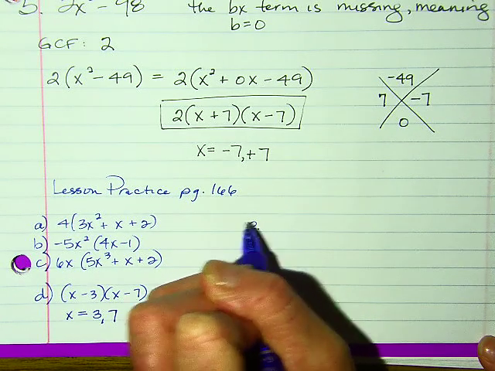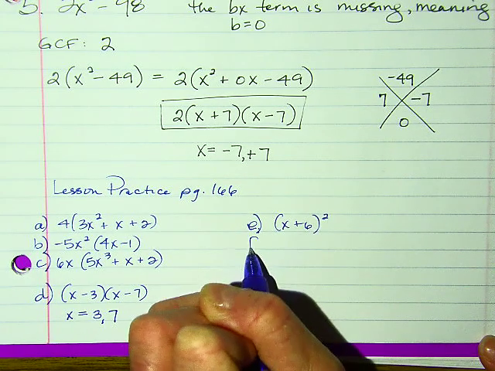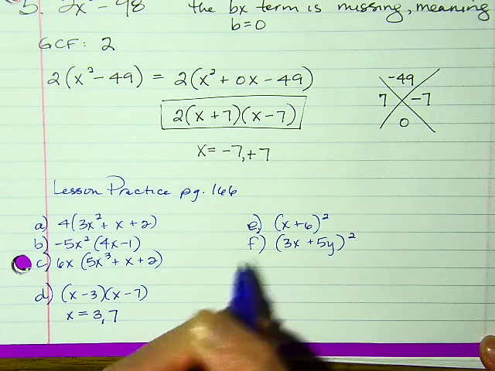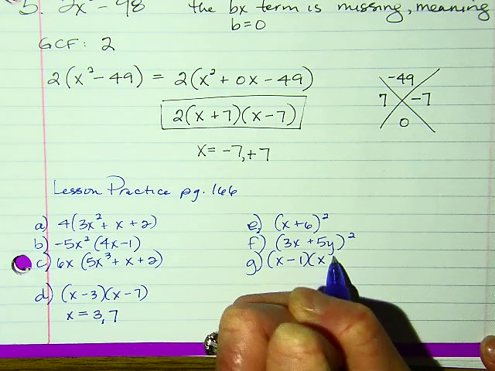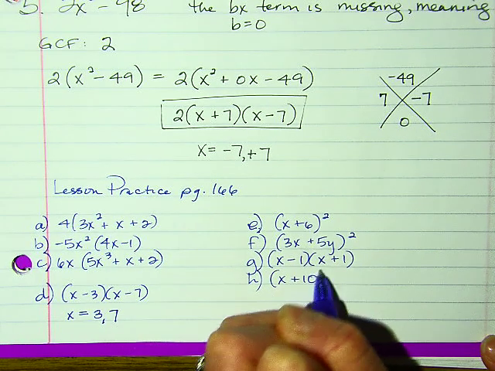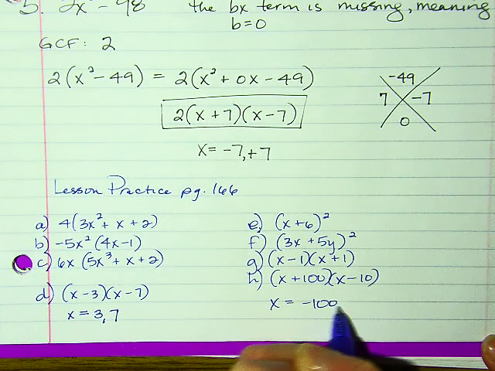E is x plus 6 squared. F is 3x plus 5y squared. So you can do the problems and check your work. G is x minus 1, x plus 1, and H was x plus 100 and x minus 10, and x equals a negative 110.